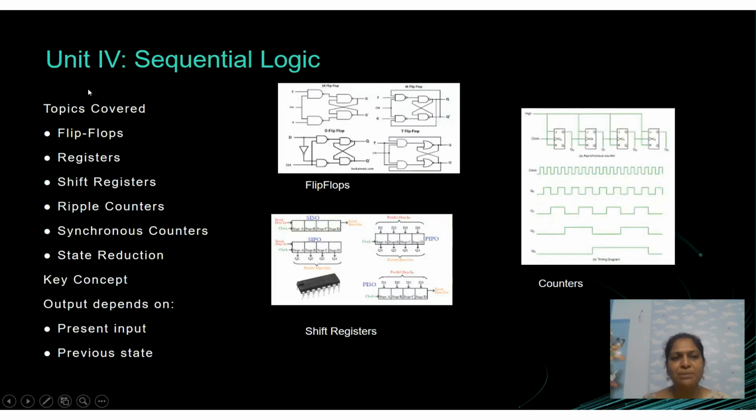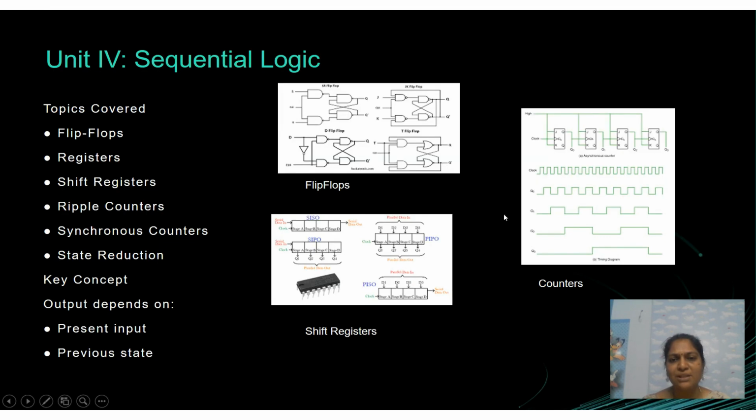Now coming to unit number 4, which is sequential logic. In the sequential logic syllabus, the topics covered are flip-flops, registers, shift registers, ripple counters, synchronous counters, and state reduction techniques. The key concept in sequential logic is that the output depends on present input and previous state, whereas in combinational, the output depends only on present input. This is the basic difference between combinational and sequential. Basically, digital circuits are classified into either combinational or sequential.